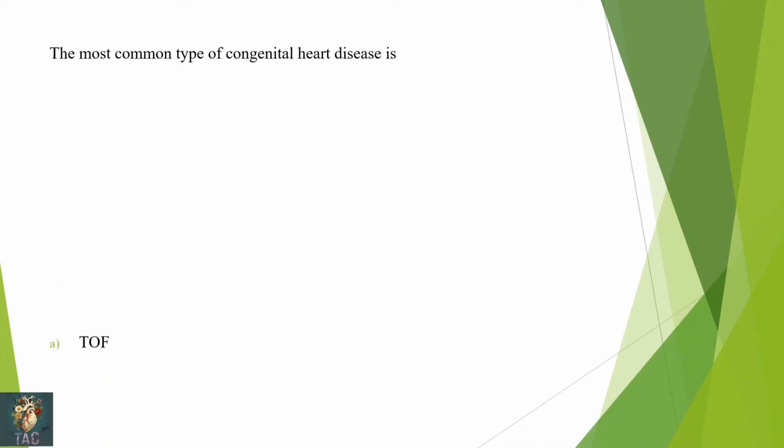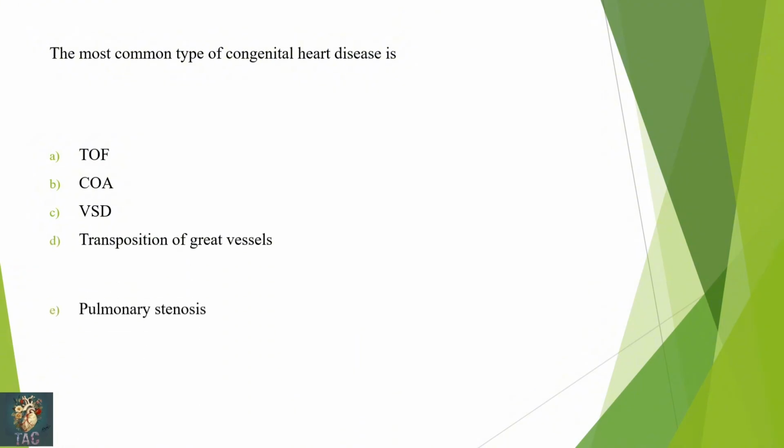Next is: the most common type of congenital heart disease is either tetralogy of Fallot, coarctation of aorta, ventricular septal defects, transposition of the great vessels, or pulmonary stenosis. So we all know this is a very common question in your exams, and the most common congenital heart disease is the ventricular septal defect, that is C is the correct option.